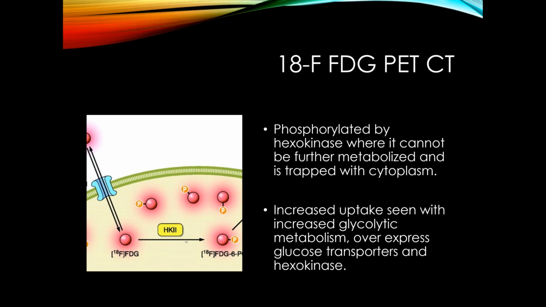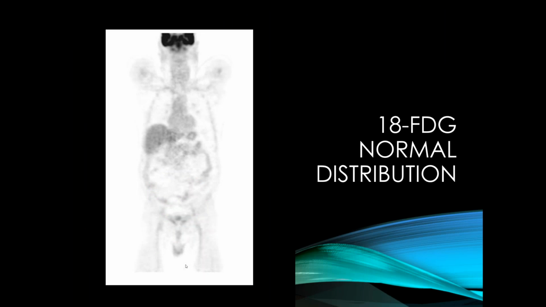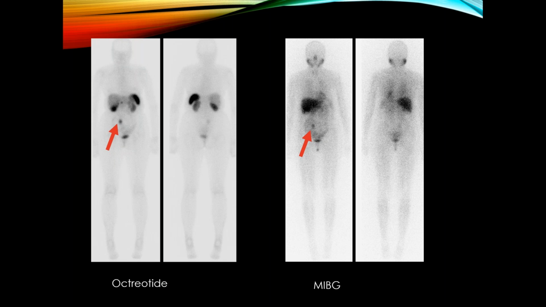And we've noticed that things such as infections or tumors will have increased FDG uptake compared to normal tissues. So that's what we've noticed. Here's an example of the normal distribution of the FDG PET. And you can see there's a lot of brain and normal uptake in normal structures. There's some low-grade activity, but tumors really light up.